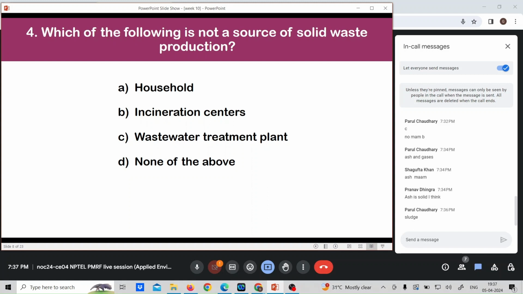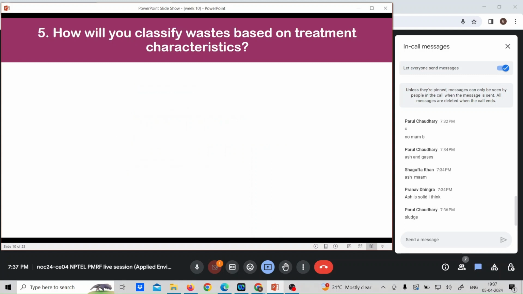Okay, so keeping that in mind, wastewater treatment plants also generate solid waste. So the answer for this question is none of the above. Okay, I hope you understand all the questions as well as the answers discussed. So now we'll go for the next question.